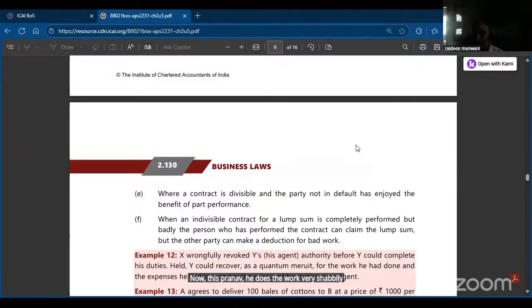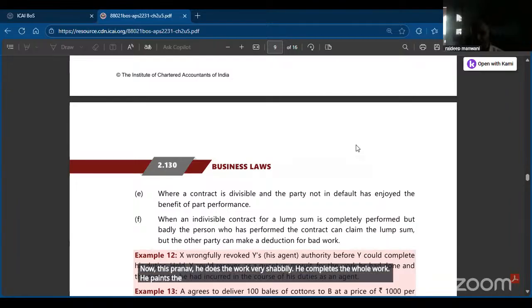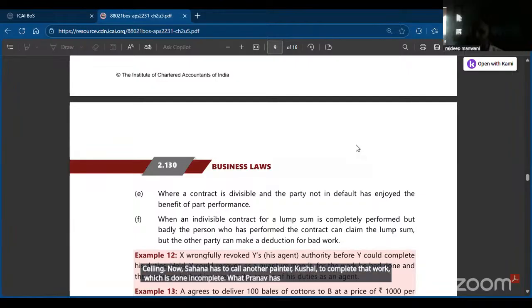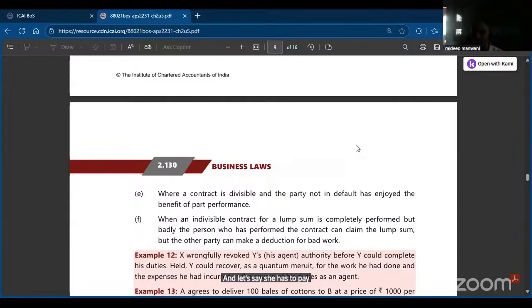Now, this Pranav, he does the work very shabbily. He completes the whole work. He paints the whole house. But in some rooms, he's put 2 coats of paint. In some rooms, he's put only 1 coat, and the paint is peeling off. In some rooms he's painted the ceiling, but in the other rooms he's not painted the ceiling. Now Sana has to call another painter, Kushal, to complete what Pranav has done incompletely. Let's say she has to pay 20,000 to Kushal to do the remaining work.